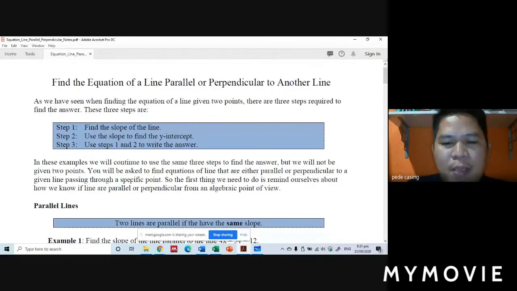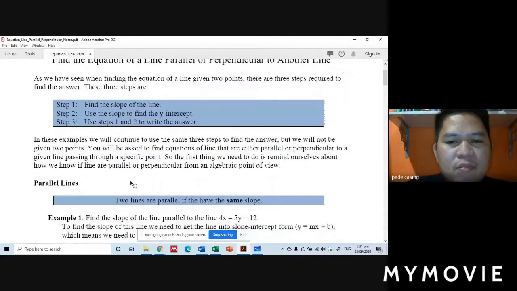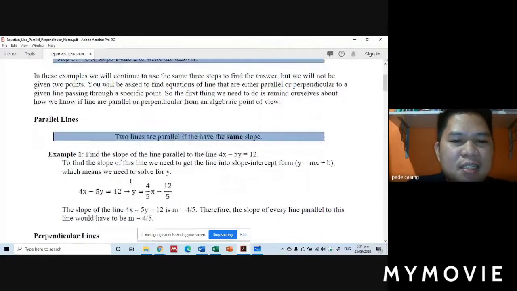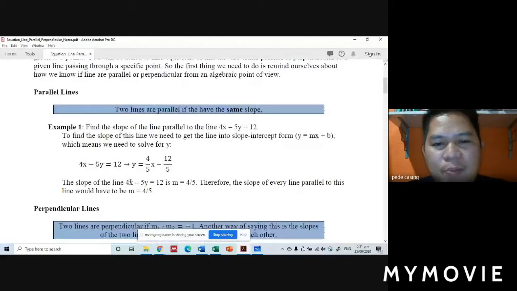So what do you mean by parallel lines? So parallel lines, 2 lines are parallel if they have the same slope. So again, parallel lines, 2 lines are parallel if they have the same slope.